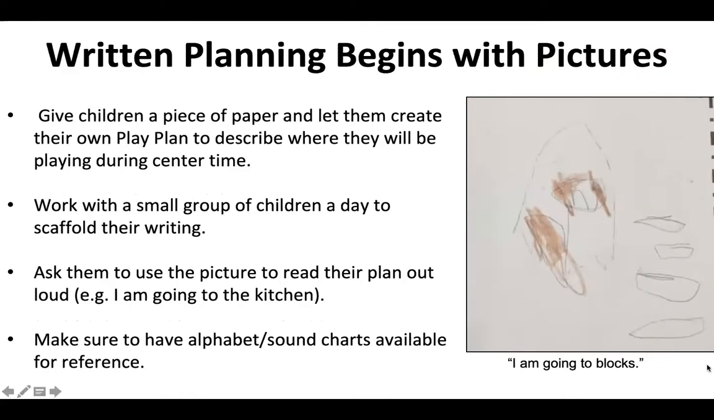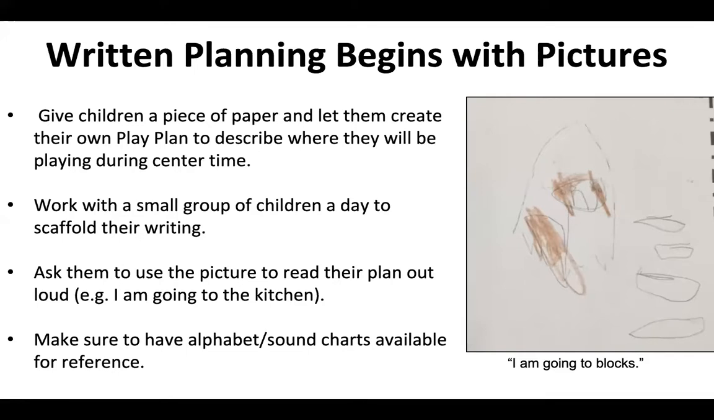Again, written play planning always starts with pictures. We have to do a lot of drawing with pictures. You can't make detailed sentences if you don't know how to add details to pictures. So just have them draw where they want to go. Pick a small group of children every day and ask them to use their picture to read it out. What does this say? What does this picture say? I'm going to blocks. So they start to understand that what they put on paper carries the message.